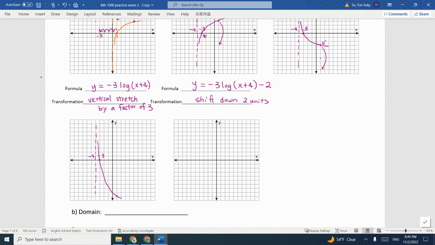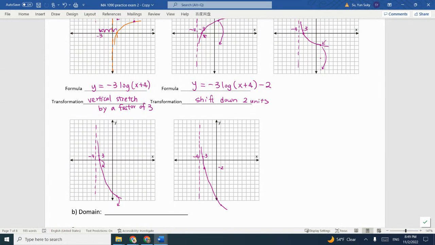Now let's look at our key points. Shifting down 2 units, the point is at -3 and -2. Our vertical asymptote with the shift down is the same, at -4. Look at this point. We shift down 2 units. Oh, it's right here. And then we connect them. So this is what the graph looks like.